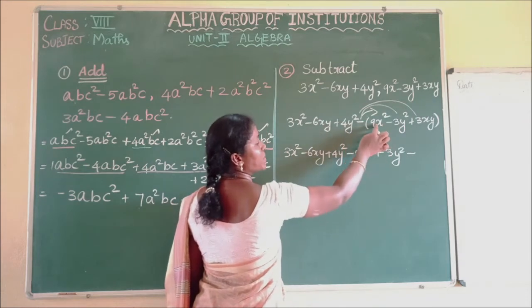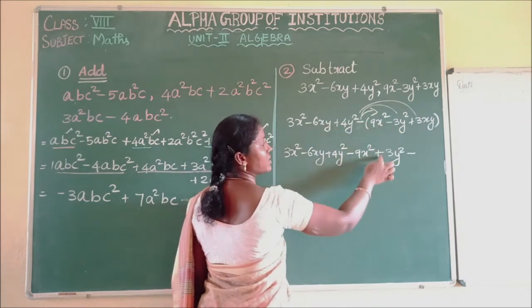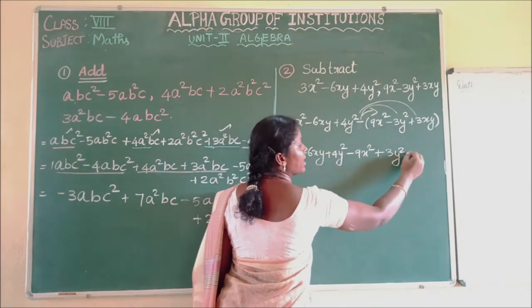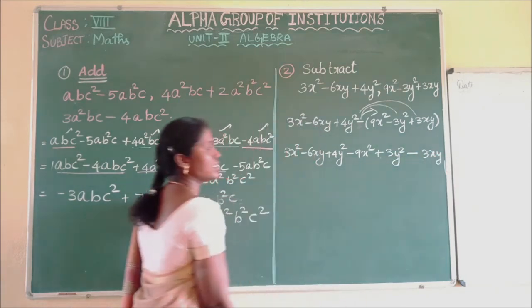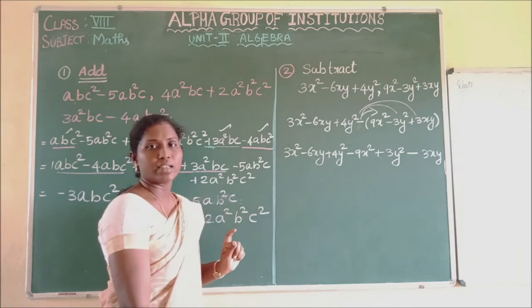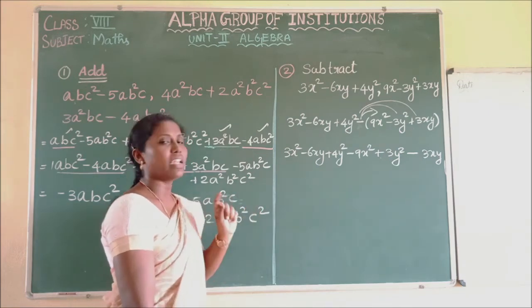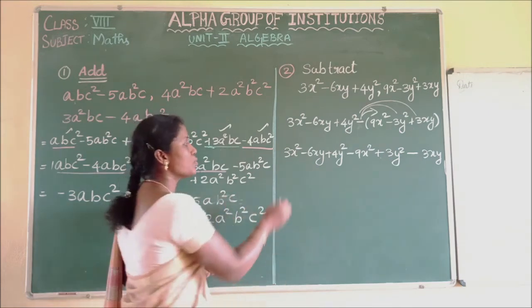So minus into plus is minus, minus into minus is plus, minus into plus again is minus 3xy, isn't it? Now we open the bracket there. Now see, identify the like terms. Okay, identify the like terms. What are we having?